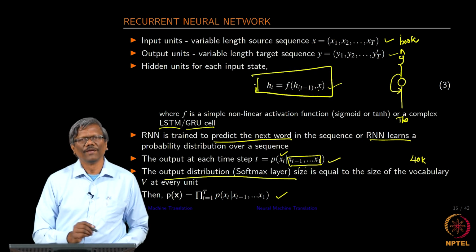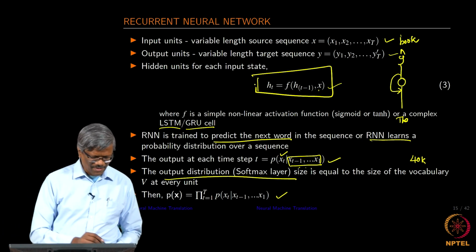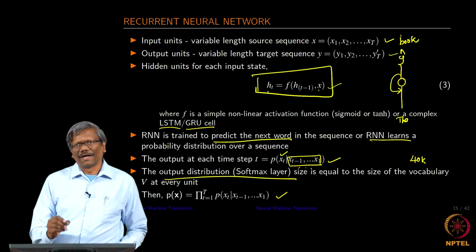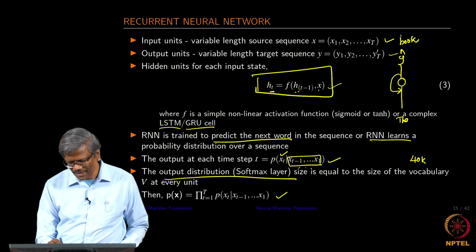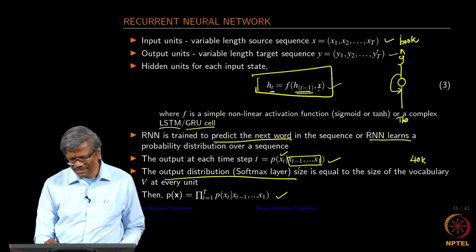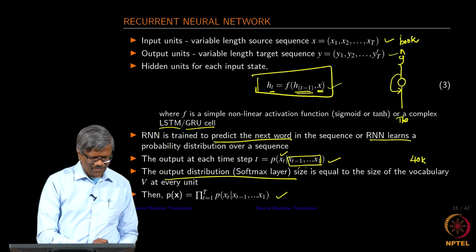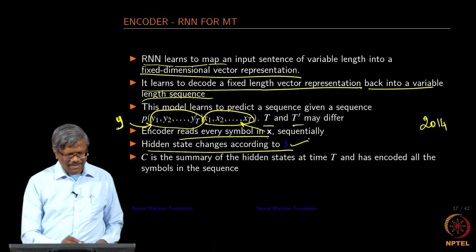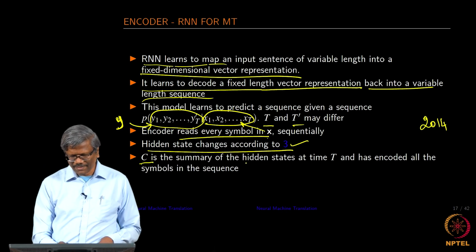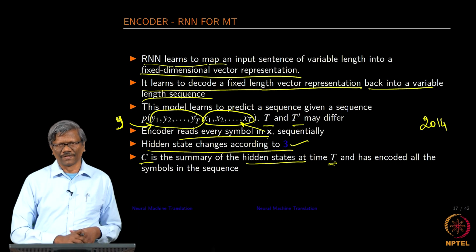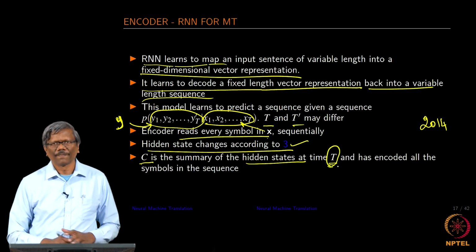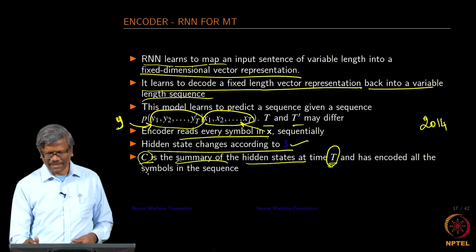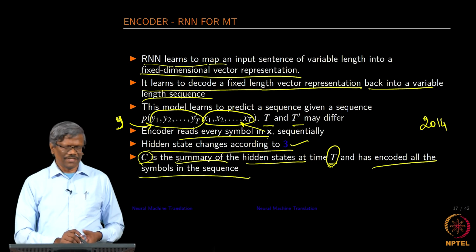Okay, we know this as well, right. Based on our experience in the RNN, we know that the hidden values at time t depend on the previous memory state as well as the new input that is coming in. So, we change the hidden state according to equation 3, and then C is the summary of the hidden state at time t. At the end of the first encoding session, we have the summary available as C. So, that encoded all the symbols in the sequence.